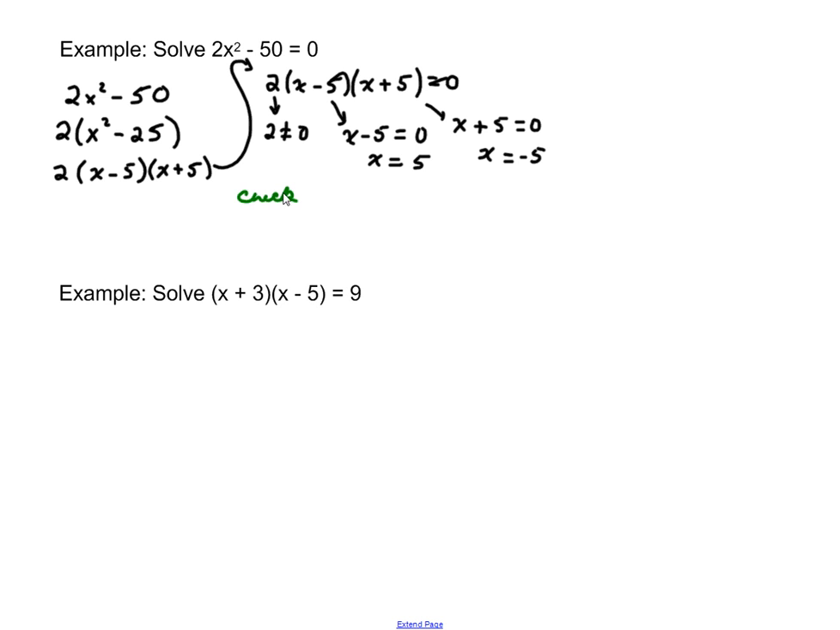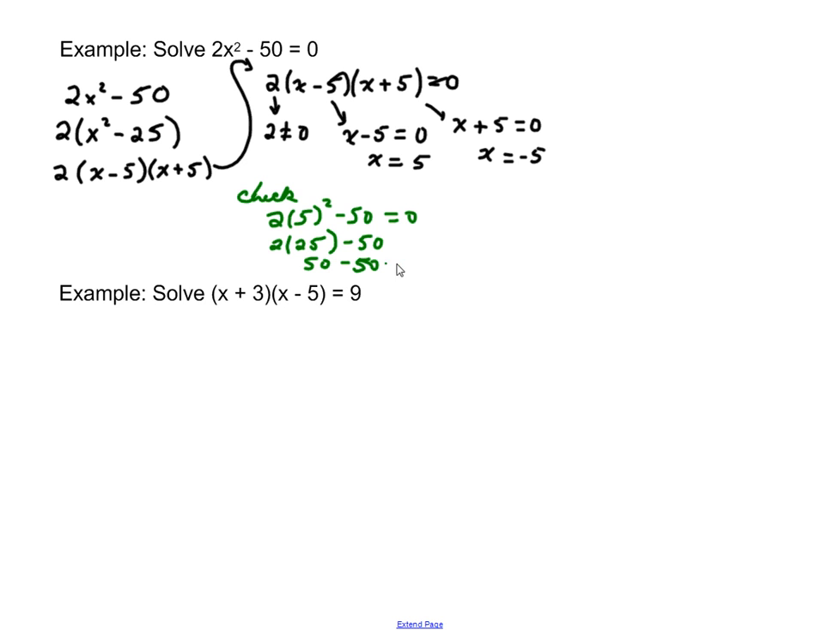Okay, and this is a good place to check because the factoring was a little bit more complex in this case. So let's see if we've worked it out. Go to the original equation. 2 times 5 squared minus 50 should equal 0 if we're correct. Well, of course, 5 squared is 25, and 2 times 25 is 50. And so, yes, that works.